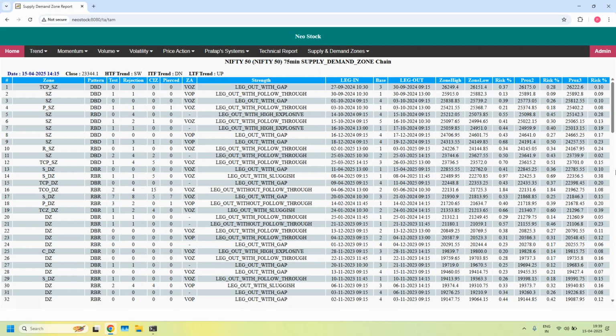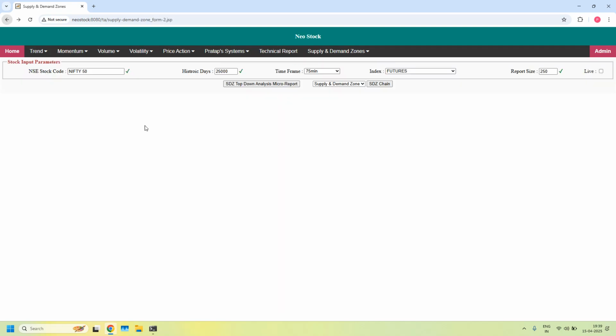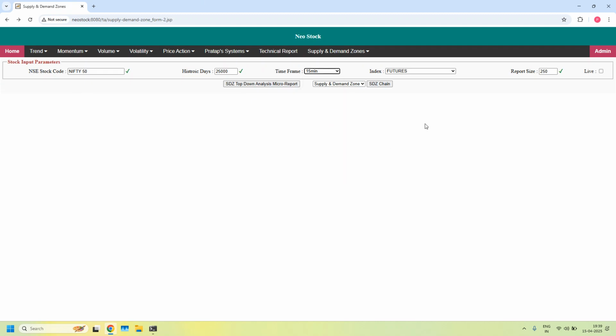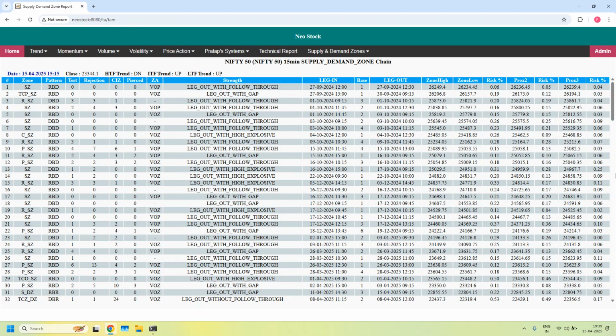Next, generating 25 minutes supply demand zone chain for Nifty. Next, generating 15 minutes supply demand zone chain for Nifty. Serial number 30 is the nearest demand zone to the current closing price. Sorry, serial number 31. So let me put it in the center.